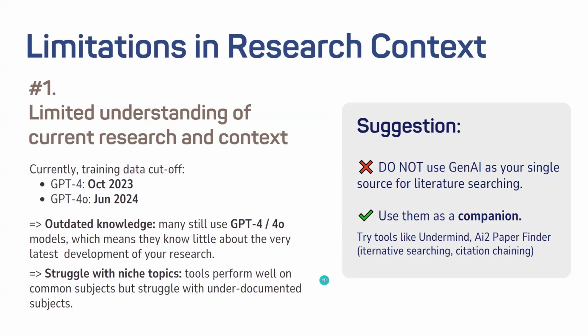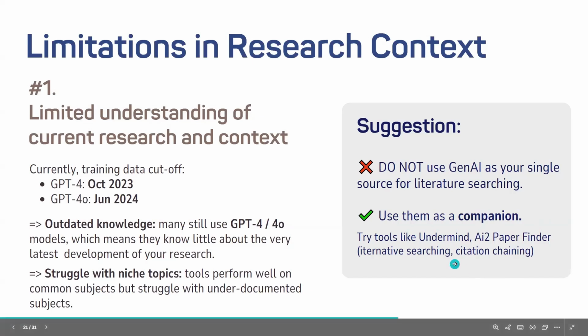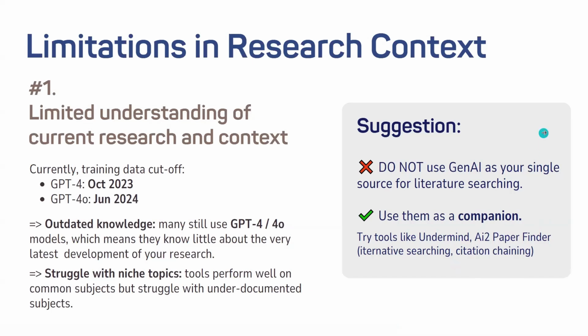They perform very well on the common subjects, but struggle with the subjects that are under-documented, okay? And the suggestion is do not just use the Gen AI as a single source for literature searching. We still need to use the traditional tools, right? The databases, Google Scholar, right? Use them as companions. And you can also try to use Undermind, AI2 Paper Finder, because they not only search based on your keywords, they also try to explore the citations and also the citing papers based on the papers found. Okay, so this can help you find some, probably find some papers regarding niche topics as well.